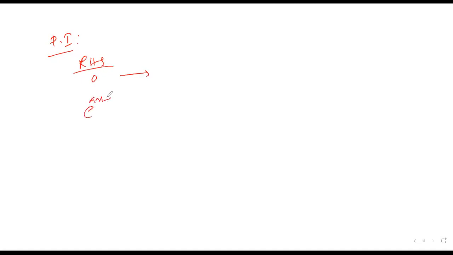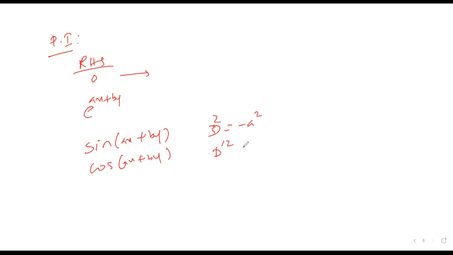What about e to the power ax plus by? I think I already gave you this idea also, so I don't need to spend time on this. For sine ax plus by or cos ax plus by, you need to put D squared equal to minus a squared, D dash squared equal to minus b squared. Again, D times D dash becomes minus ab. So you know how to find the ab.